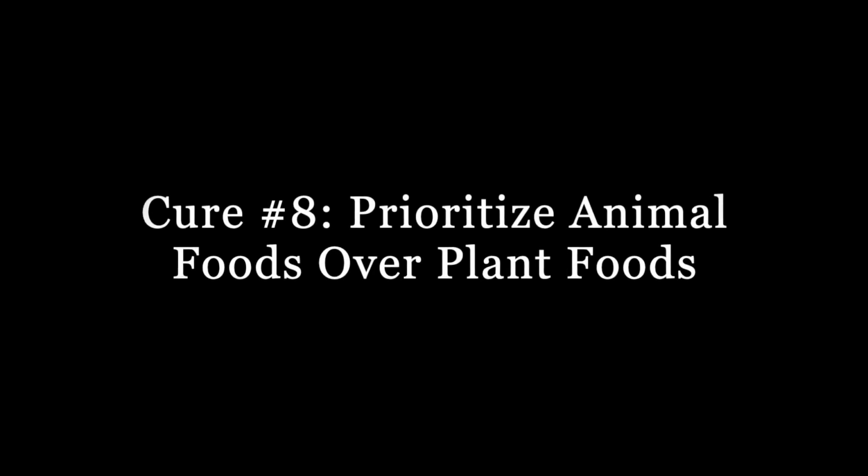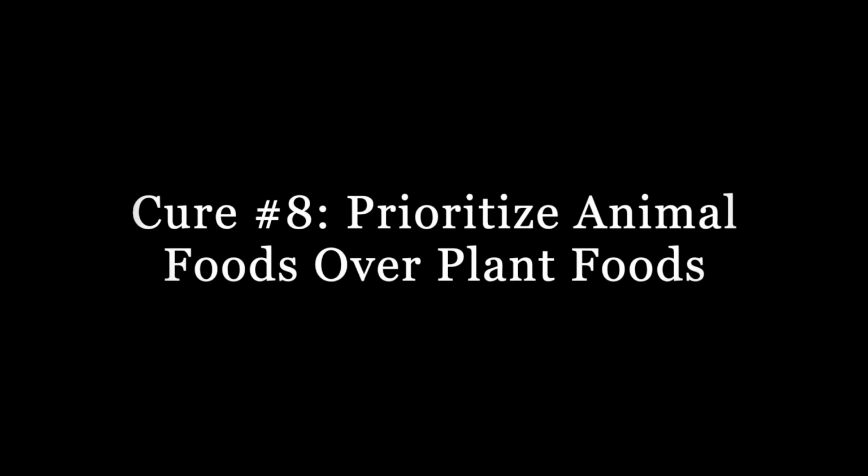Okay, so the eighth cure is to prioritize animal foods over plant foods. Animal foods are going to be way easier for your body to digest. They're going to be more nutritious, and they're going to add less bulk to your stools. This doesn't mean you have to go full carnivore by any means, but just prioritize having more animal foods in your diet over plants. And when you do have plants, I would encourage you to have fruits and veggies be the main plants that you consume, and really limit nuts, seeds, grains, and legumes.